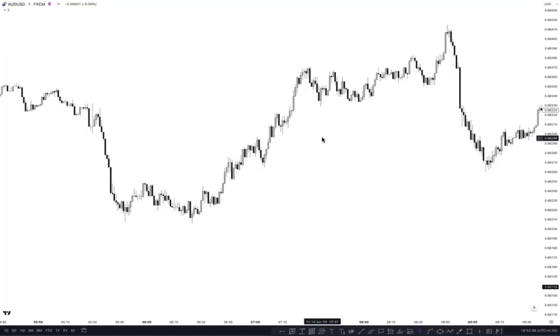Can you use a 5 minute time frame as an entry time frame? Yes, you can use it, but in the 5 minute and 1 minute time frames, price movements are very fluctuating.